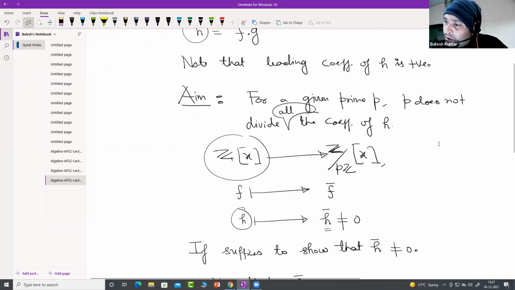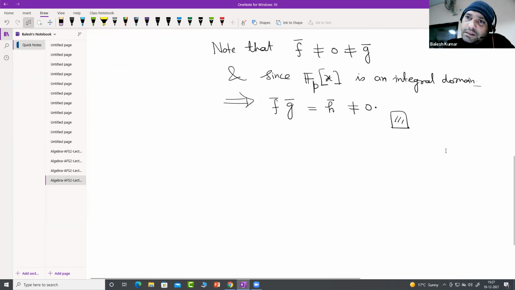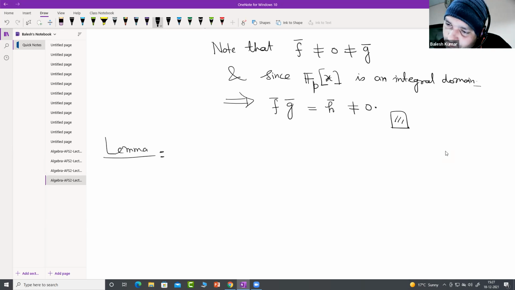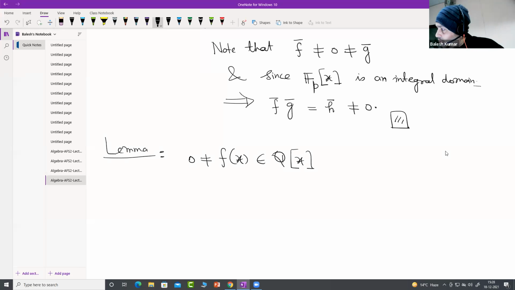Now, so this is the one thing. The next thing that we would like to discuss, let me again write as a lemma, but it is one of the important results. Suppose you have a polynomial f(x) inside Q[x]. Of course, we are always interested in a non-zero polynomial. So this polynomial has rational coefficients.